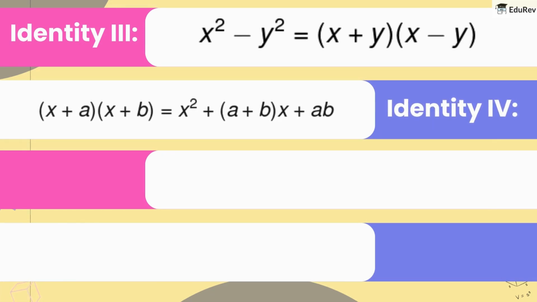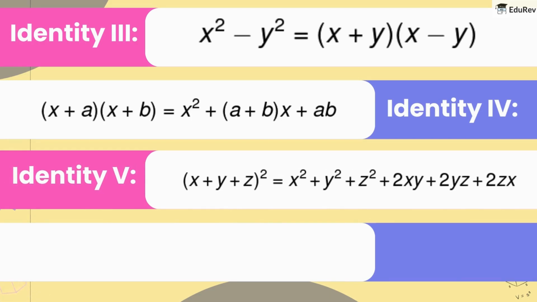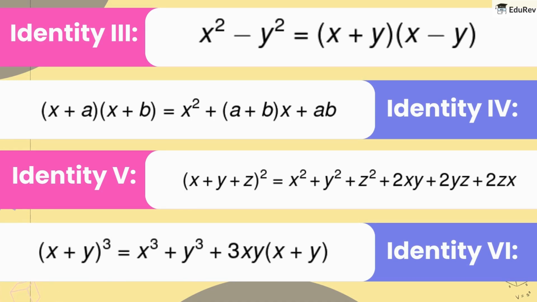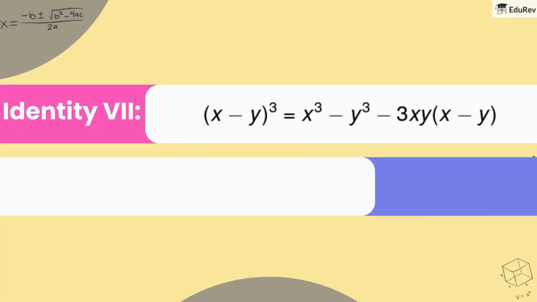Identity 4. (x + a)(x + b) equals x^2 + (a + b)x + ab. Identity 5. (x + y + z)^2 equals x^2 + y^2 + z^2 + 2xy + 2yz + 2zx. Identity 6. (x + y)^3 equals x^3 + y^3 + 3xy(x + y). Identity 7. (x - y)^3 equals x^3 - y^3 - 3xy(x - y).